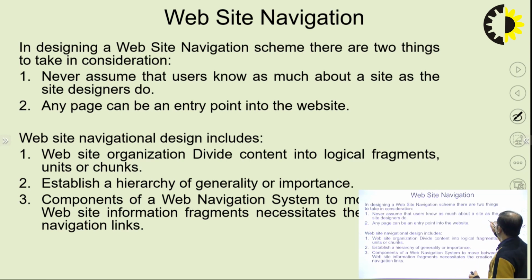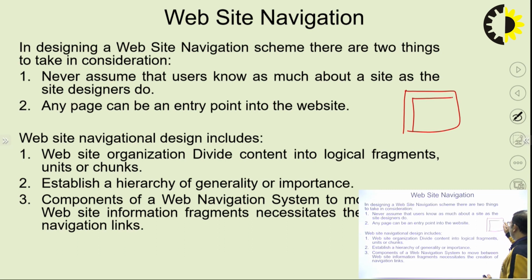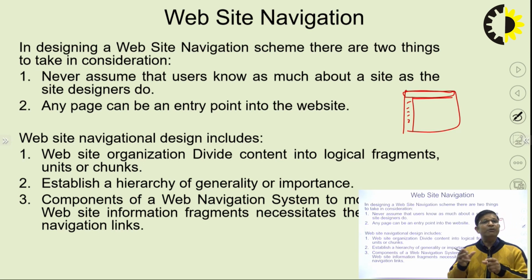Like for example, this is a website screen. So we can do it in this way, like this is the image, these are some menus, like a control panel. So we can do it in this way also. Establish a hierarchy of generality or importance. We can do hierarchical menus. This is the menu, this is some menu. A component of web navigation to move between website information fragments necessitates the creation of navigation links.